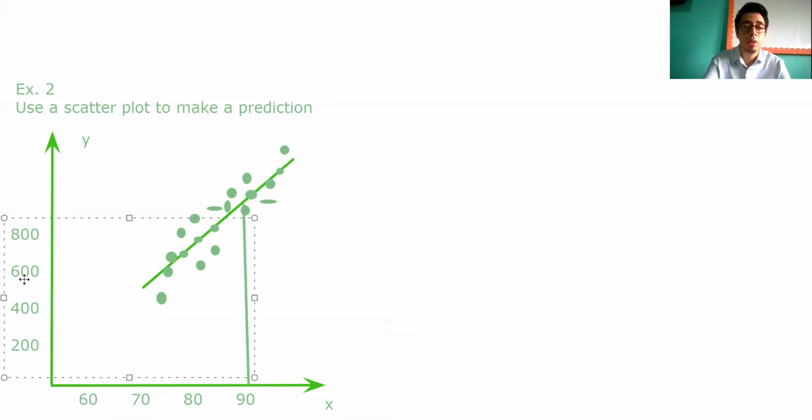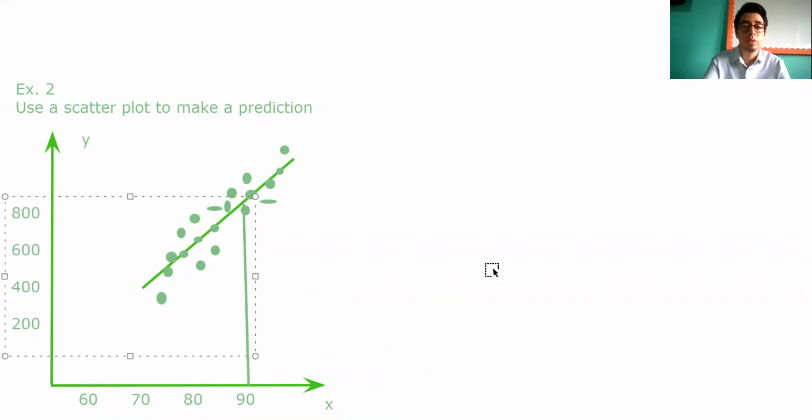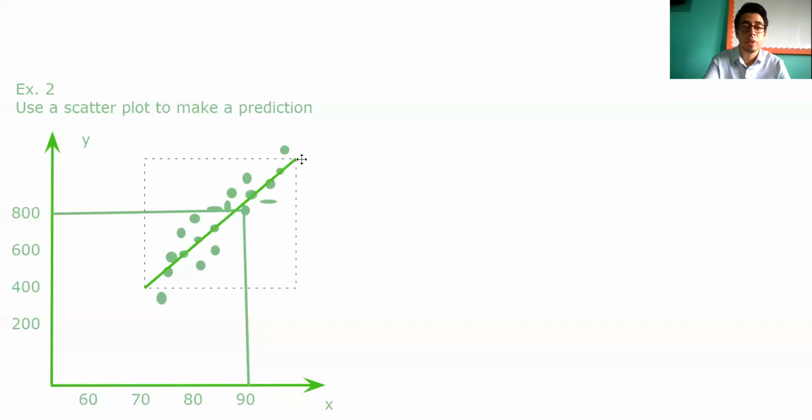I'm going to move this so you can see it. What value are we going to have? We are going to relate this with 800. So maybe if I move the line, you can see it better. The idea is that the point is completely on the line. So I'm going to move this one too. This is the idea, that this point is completely on the line. So when you have 90 for X, you have 800 for Y.